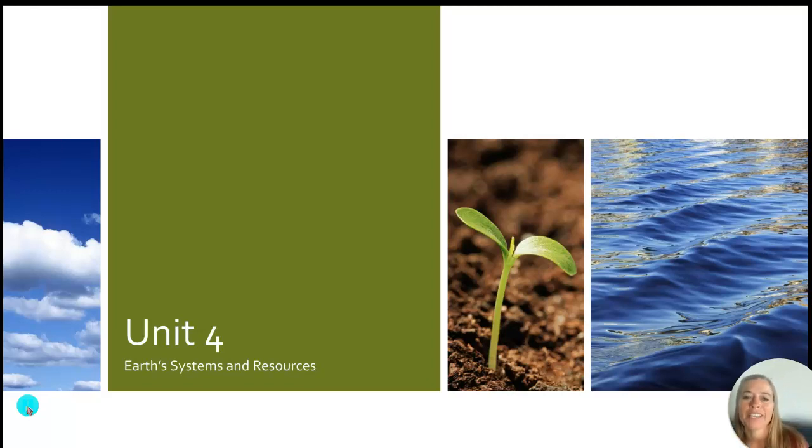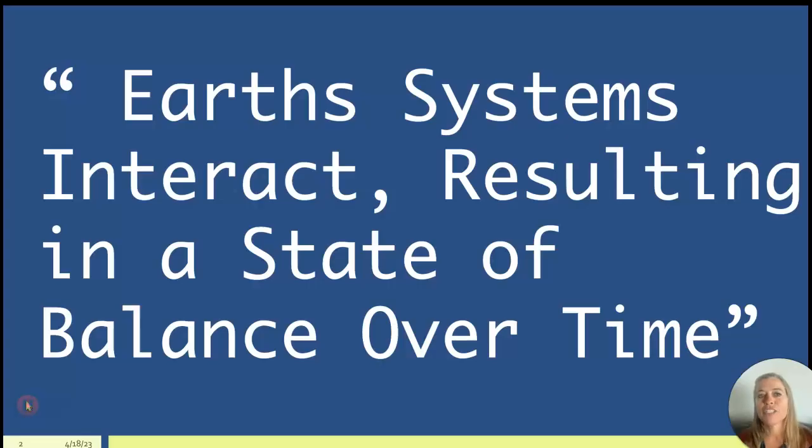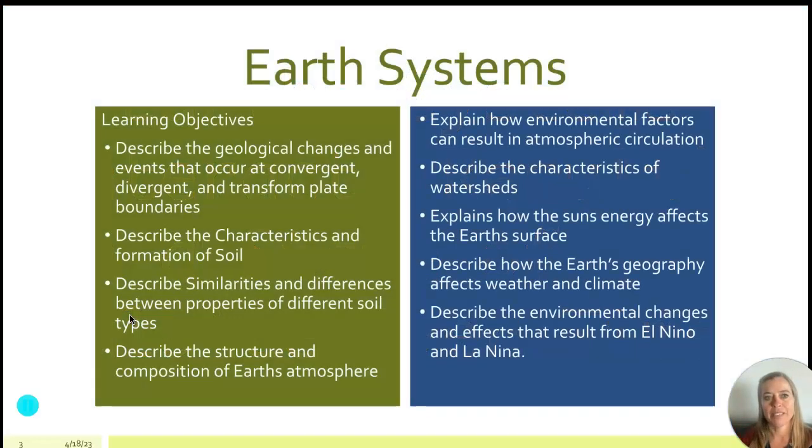Hi, kiddos! Yes, we are talking about Unit 4, your most favorite and least boring unit. We will be talking about Earth's resources and Earth's systems. That means we'll be focusing mostly on the abiotic factors of an ecosystem, things like weather. Pretty exciting stuff. I love this phrase that Earth systems interact, resulting in a state of balance over time, because it is both true and totally not true at the same time. Earth systems are incredibly complex.